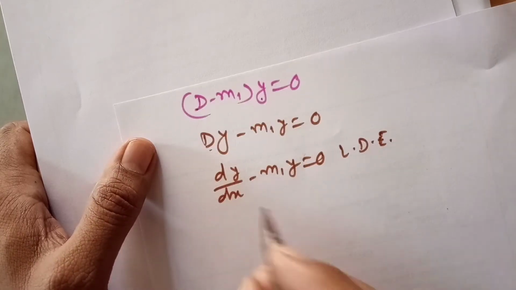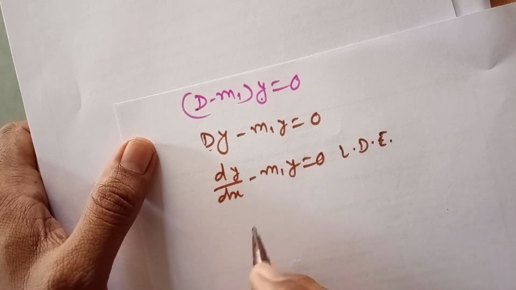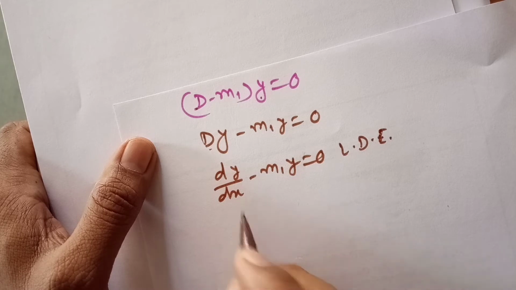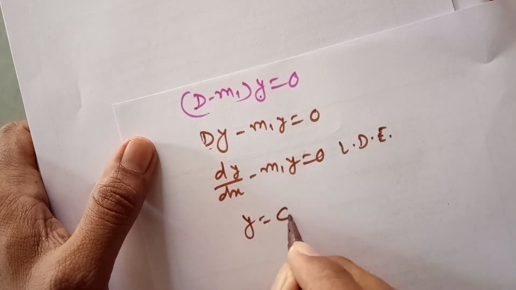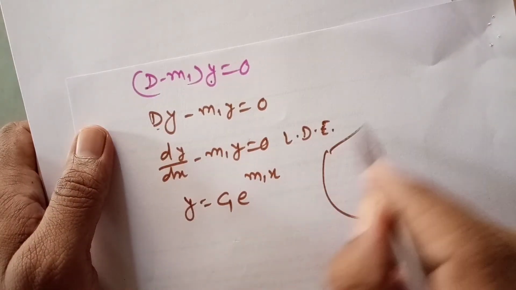To solve this equation, we can find the integrating factor and so on. From that we are getting our solution. And here we are getting the solution as, I will write directly, y equal to a constant, I will take c1 into e raised to m1x. How are we getting this? I will solve this here.